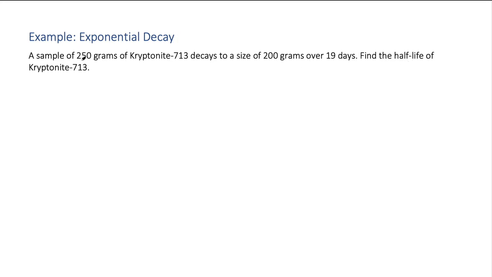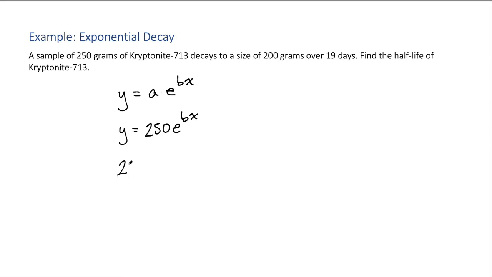We don't actually know that yet because we know how long it takes to get from 250 grams to 200 grams. So we're going to start with our model, y equals a times e to the bx, or you can use t because we're talking about time. And we know that our initial amount is 250. So 250 e to the bx is what we know as our formula. But we also know that after 19 days, we end up with 200 grams.